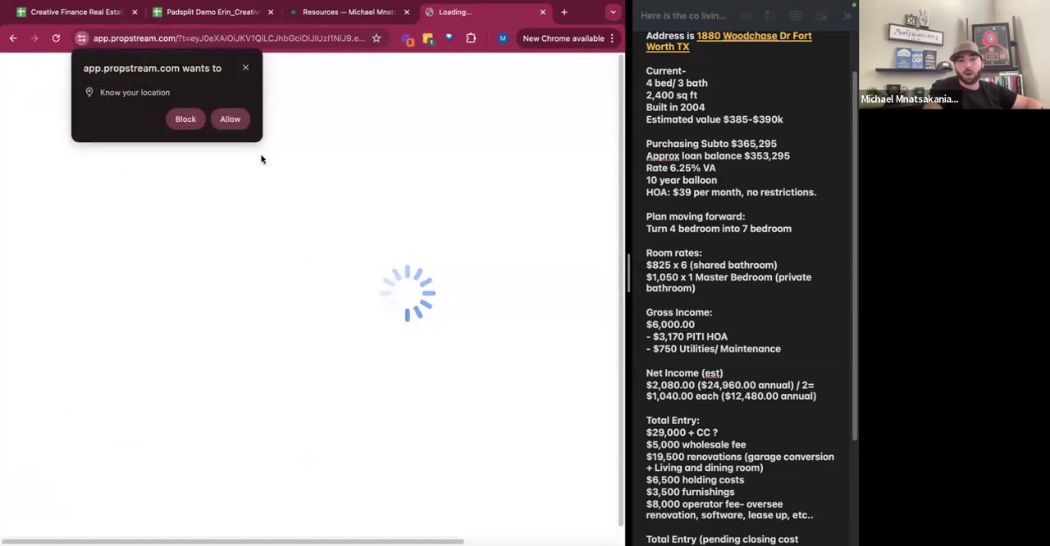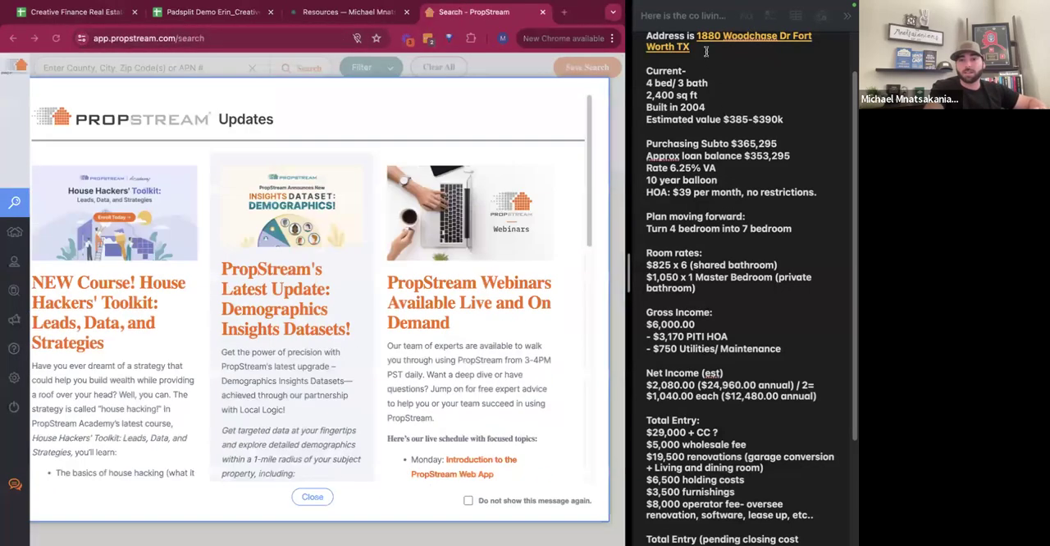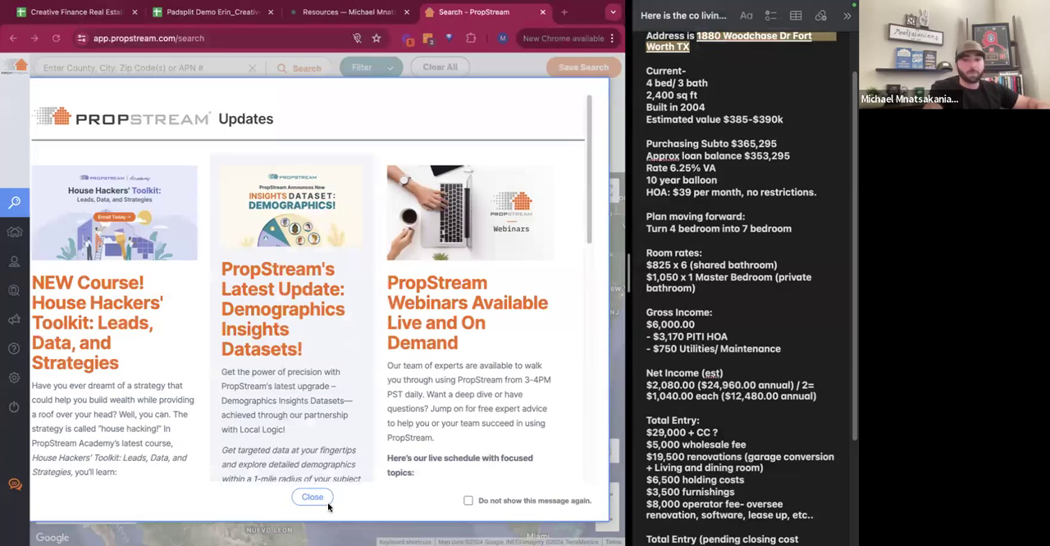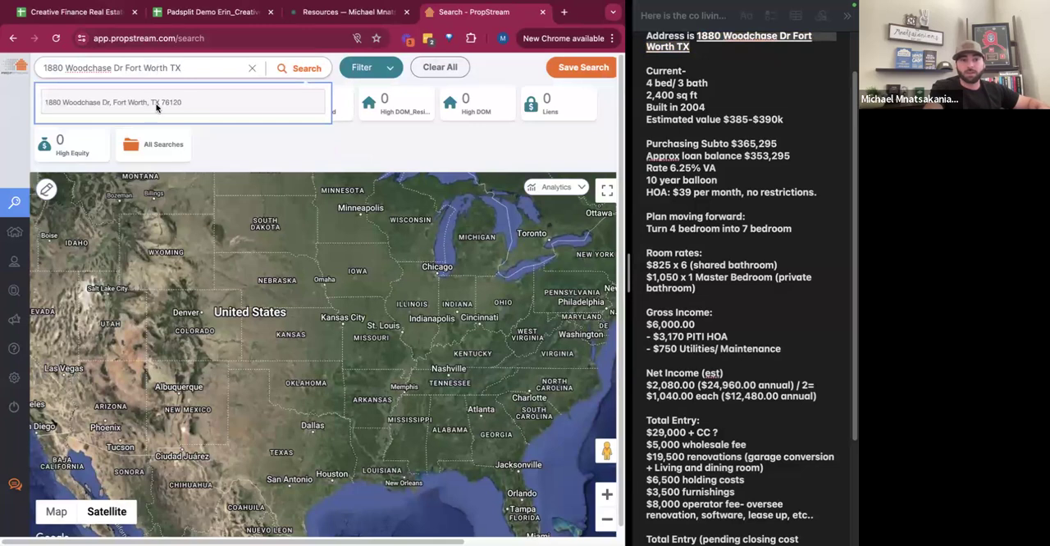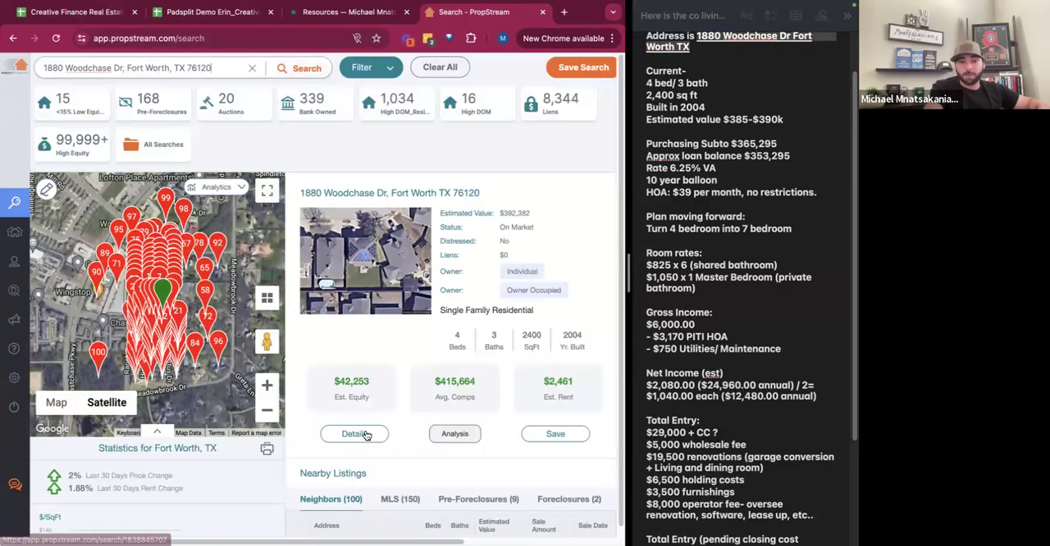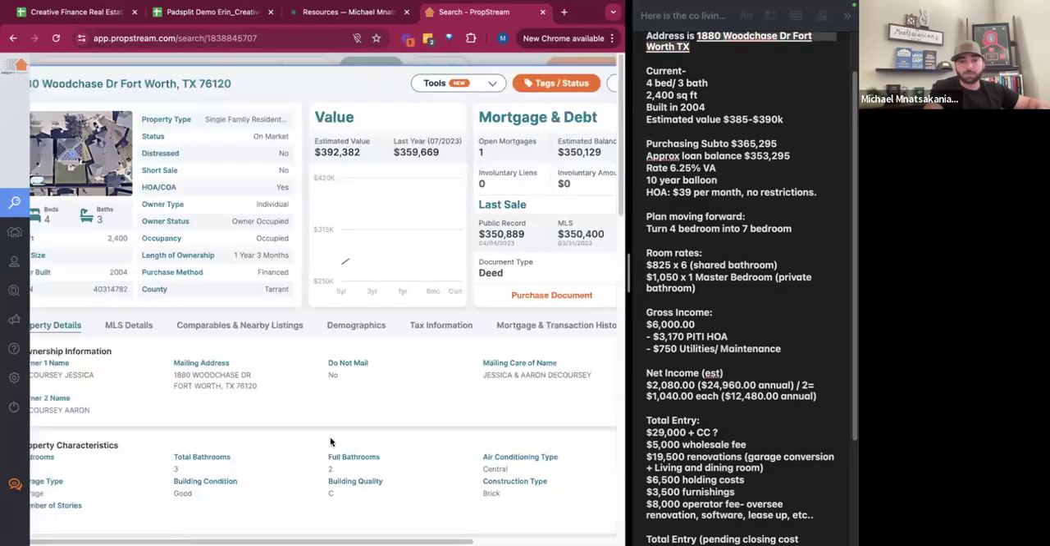I use it to do some quick analysis on properties, as well as get information on the debt of the property. It's not 100% accurate, but it's better than any other tool that we have access to. And this will give you a pretty good idea. So let's see.